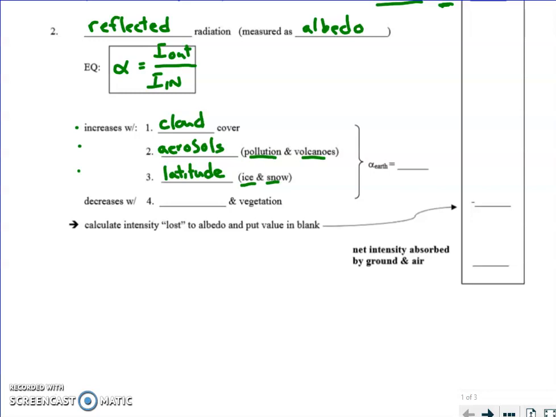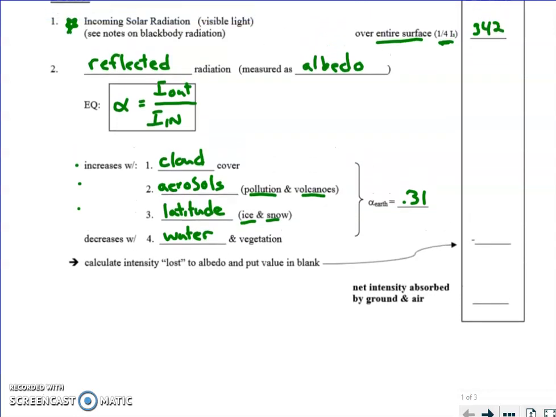You can also decrease it by water and vegetation, water and land. So open water is a very good absorber, and vegetation, well, it's vegetation because it wants to absorb light. So when we put it all together, the albedo of the Earth is about 0.31. Of course, it fluctuates, especially with clouds, but the clouds aren't a huge contributor, so they're not going to increase it or change it that much.